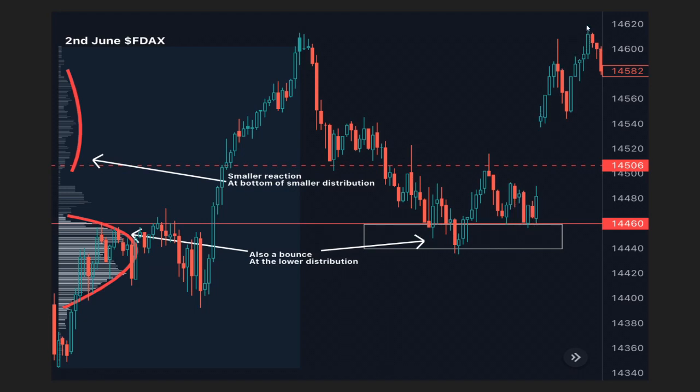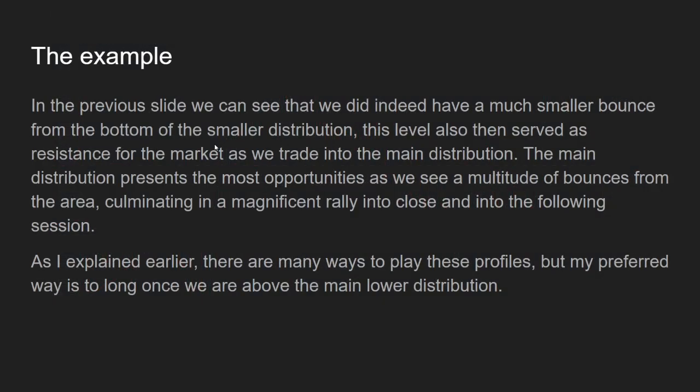I want to say 160 points off the top of the lower distribution. So now that I have covered that trade example, I want to wrap up this trade example. In the example on the previous slide, we can see that we did indeed have a much smaller bounce from the bottom of the smaller distribution. This level also then served as a resistance for the market as we trade into the main distribution.